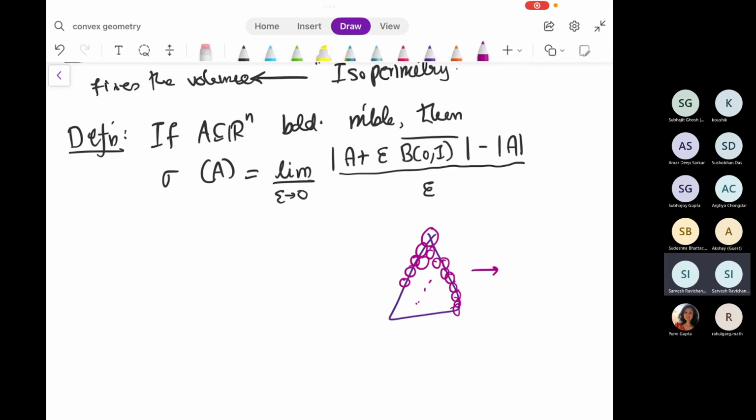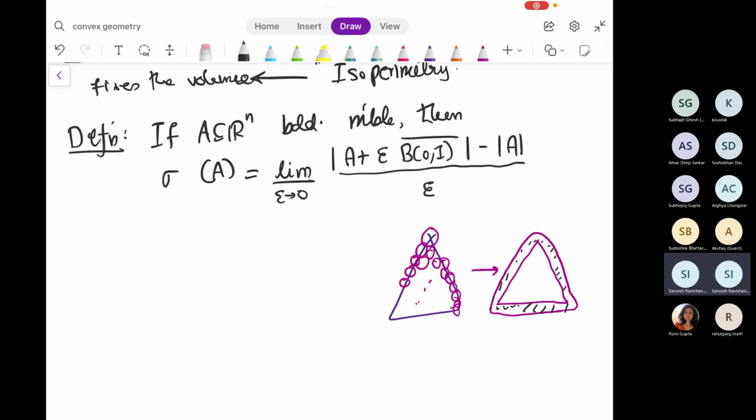But what does that lead to? What kind of figure does that lead to? It leads to something like this. Here's your original triangle, and you get this epsilon thickening around it, right? You can think of this as a kind of epsilon thickening of the perimeter. You have the perimeter and you've thickened it by epsilon at each point. The numerator is actually just the area of the region in between A and A plus epsilon B(0,1). And we're dividing by epsilon because we expect that as epsilon goes to 0, that thickening goes to 0 at the rate of epsilon, giving us the perimeter.